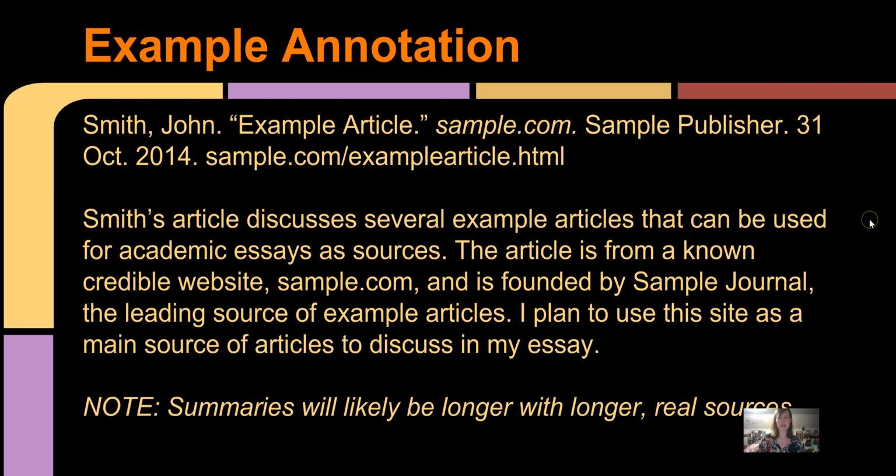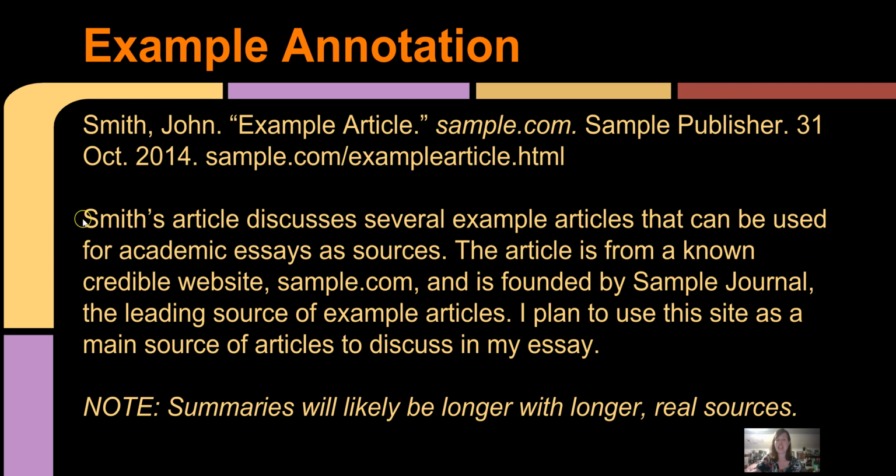So here is an example of what an annotation would look like if I were to do one. So I've got my citation here. I have my author. We have last name Smith, comma, John. My article title is in quotation marks. And then this is the web URL. So if I noted on your MLA review or your scavenger hunt that the web URL needed to be italicized, this is it. So sample.com is my web URL. My publisher is Sample Publisher. This is the date it was published. And then here's my article link. So that is my citation in perfect MLA format.